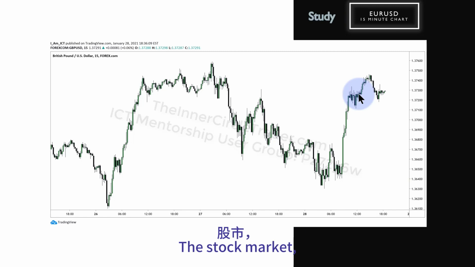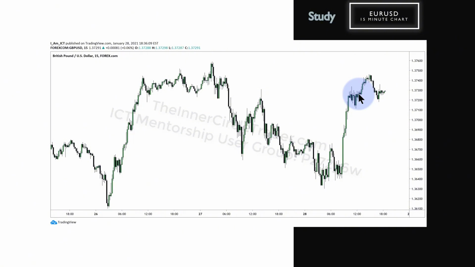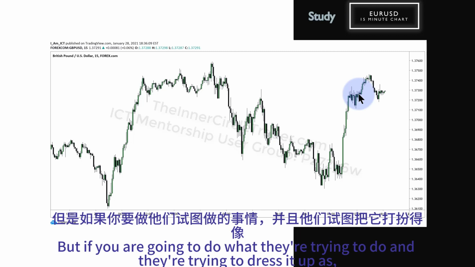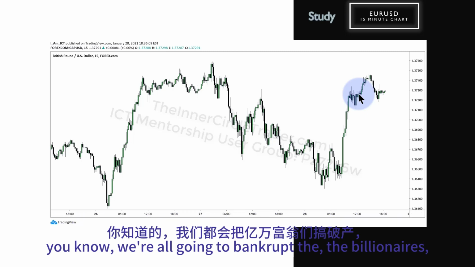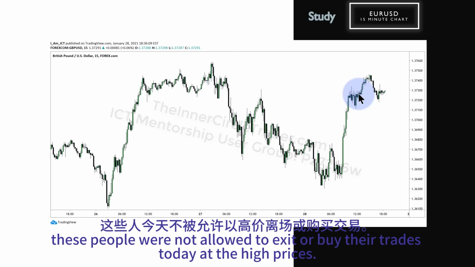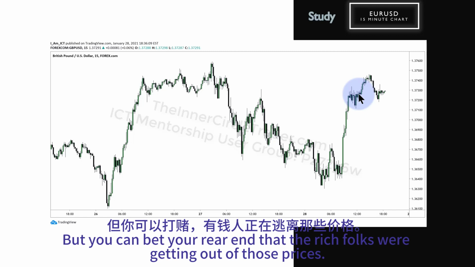Okay. The stock market, the currency market, okay, they are Ponzi schemes. Okay, they're absolutely manipulated, just like lottery is. Okay, it's rigged. You're permitted to do a little bit here and there, but if you are going to do what they're trying to do, and they're trying to dress it up as, we're all going to bankrupt the billionaires. Listen, these people were not allowed to exit or buy their trades today at the high prices. But you can bet your rear end that the rich folks were getting out at those prices.